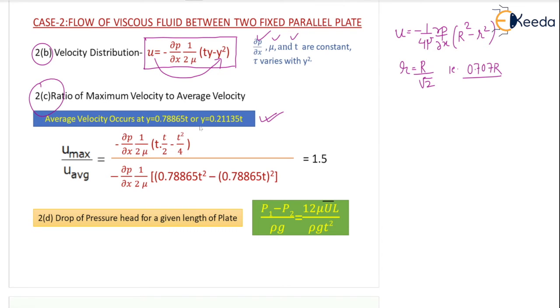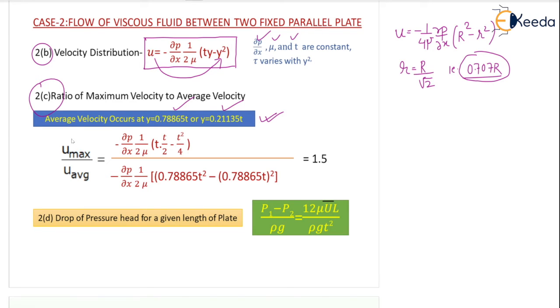So the value here is 0.7886. So you can see here what is the percentage. From the center line, it lies at 70.7%, you can say. Correct? So in this case, your average velocity occurs at 0.78865 t distance from the wall. Correct? And y equal to 0.21135 t. So there will be one point below the center line, one above the center line. So you can use any of the values to find out the velocity at any point, I mean average velocity.